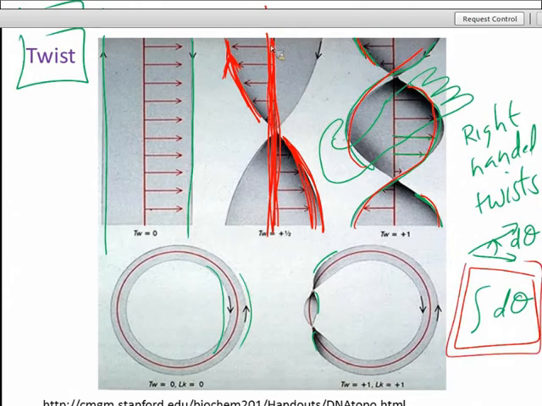But in either case, you can think about, I've got one 360-degree twist here, and so that would be one full twist. Here we have a half twist, and here we have a full twist over here, and here we've got zero twist. Any questions about twist?